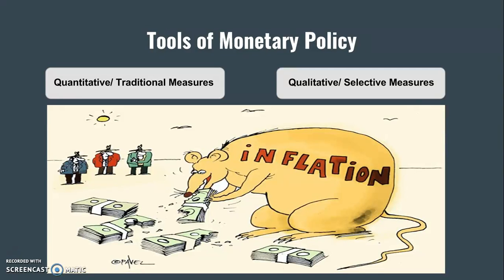So quantitative measures include bank rate policy, open market operations, cash reserve ratio, statutory liquidity ratio. And these, bank rate policy, open market operations, CRR and SLR, you might be hearing quite frequently in news channels, which are very important. And then there are qualitative measures like designing the guidelines, direct actions, rationing of credit, margin requirements. So certain qualitative measures that RBI takes. Okay, so let's learn about these measures in detail.